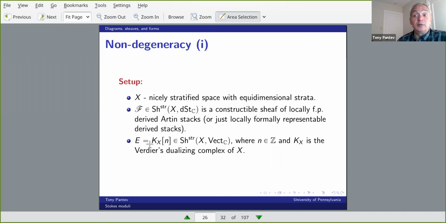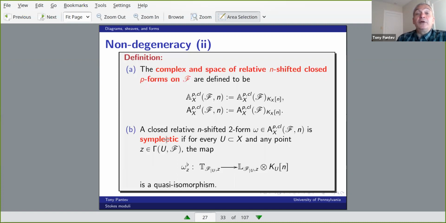and I have a coefficient complex, which for me is going to be just the dualizing complex shifted by some integer. Just the usual Verdier dualizing complex on the stratified space. And now you can define the relative n-shifted closed p-forms to be the closed p-forms on F with values in the dualizing complex shifted by n. And you can define the space of those, which is just as before, the cohomology or the topological realization of the Dold-Kan. And a relative n-shifted 2-form is, so this should be 2. It's not p, it's 2.